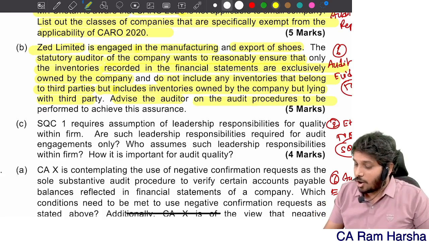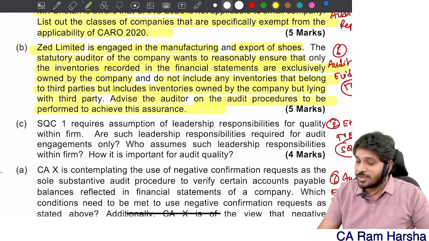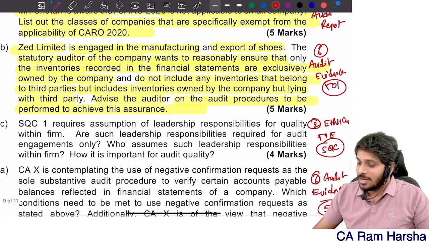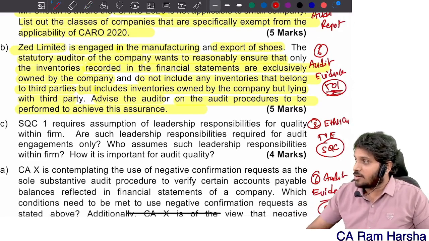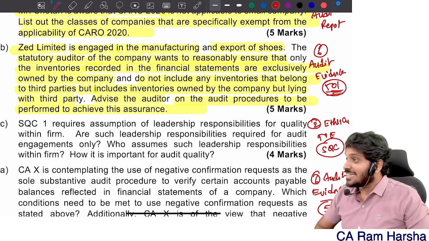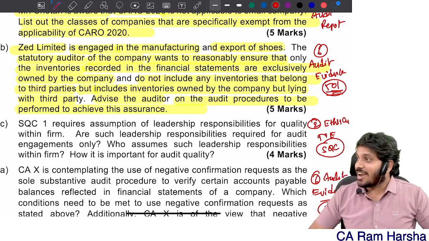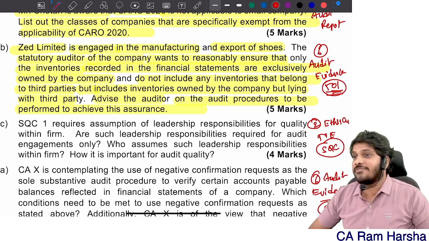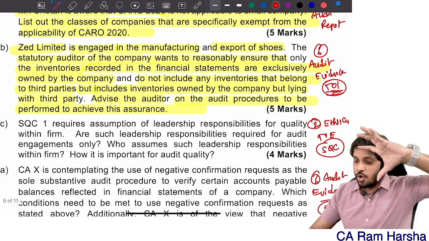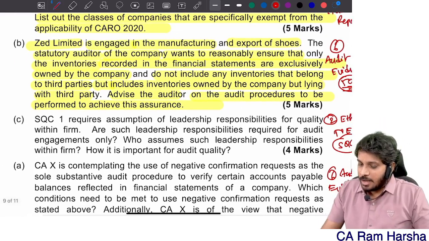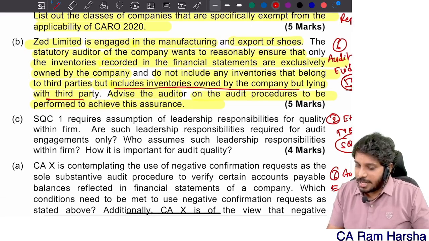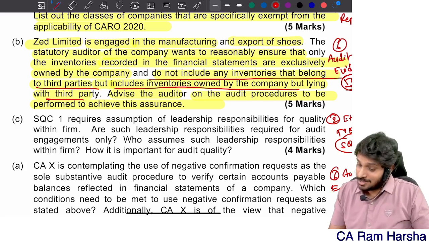Advise the auditor on audit procedure to be performed to achieve this assurance. It's actually items of financial statements. I gave a wrong reference. Items of financial statements question. How to verify the ownership of the inventory? They are asking to include inventories owned by the company but lying with third parties, and not include any inventories belonging to third parties.